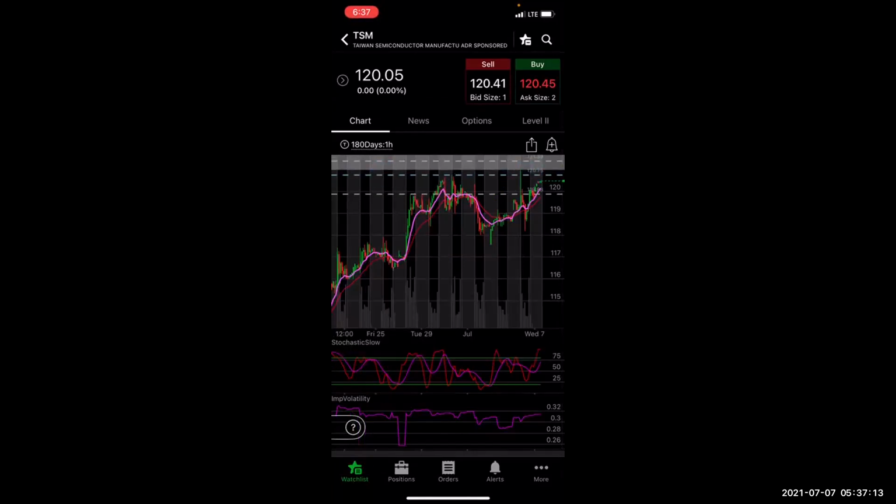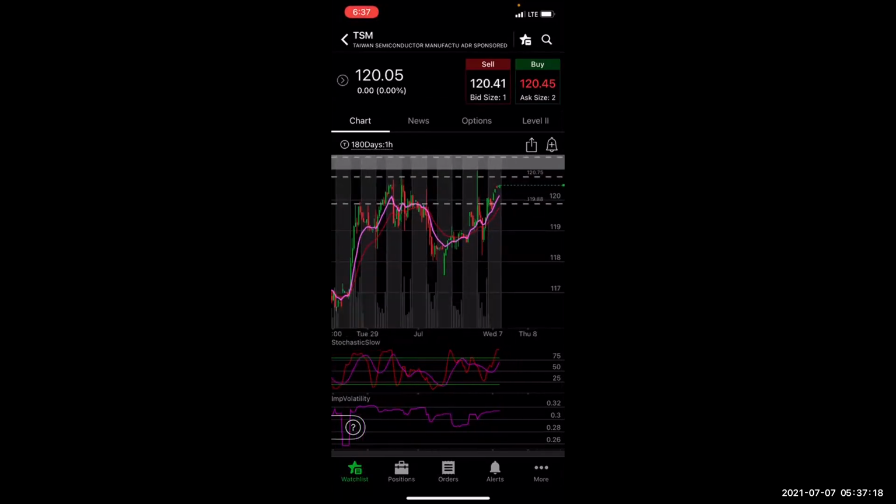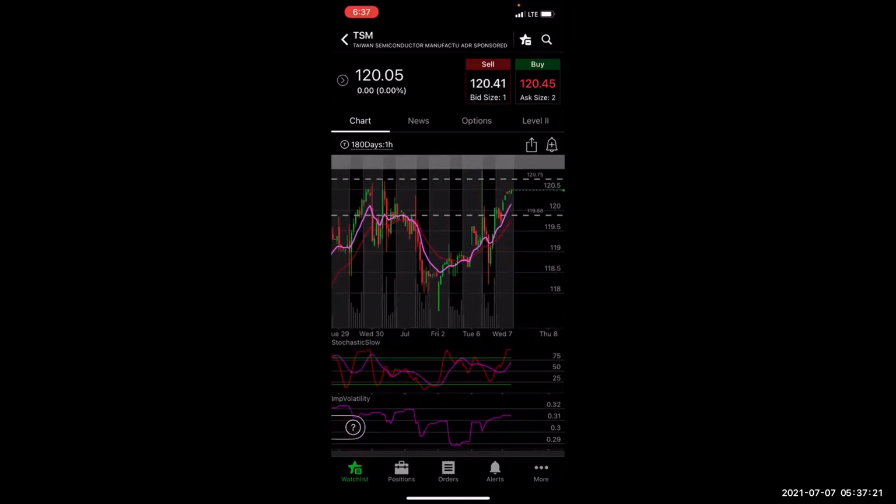Here's the other resistance. Okay, so now I'm here. Now I've zoomed in. Remember, we started from the week, we moved to the daily, we moved to the hourly. Now I'm here. Now I'm ready.